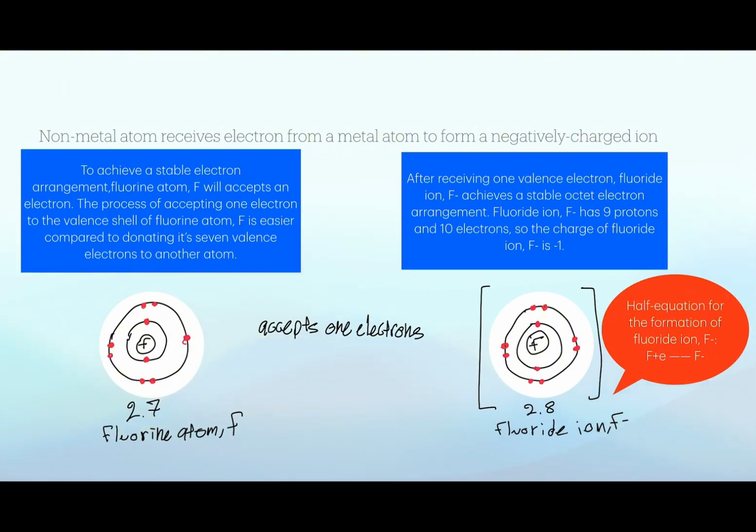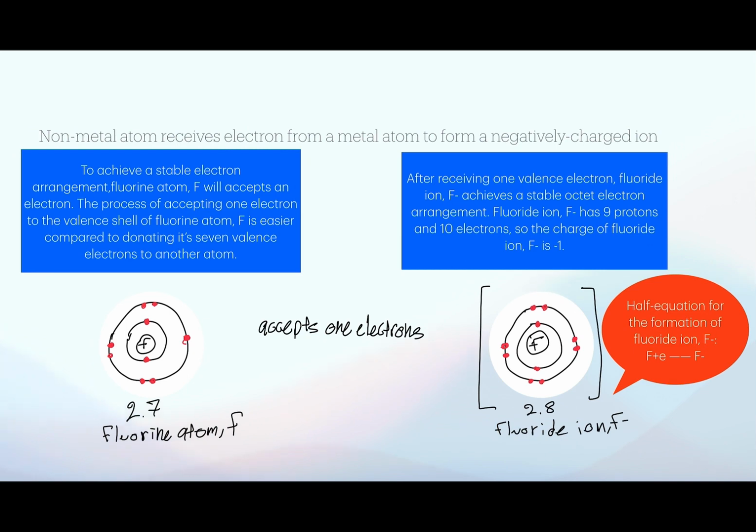Now, when a non-metal atom receives electrons from a metal atom, it forms a negatively charged ion. To achieve a stable electron arrangement, fluorine atom will accept an electron. The process of accepting 1 electron to the valence shell of fluorine atom is easier compared to donating its 7 valence electrons to another atom.